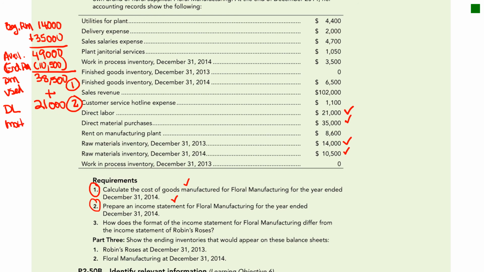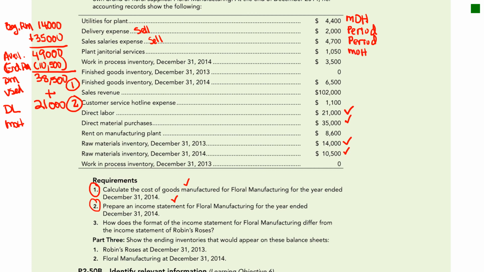Now, it's the same thing as some of the previous ones. They don't just say manufacturing overhead. You're going to have to go through here and identify these. So I'm going to do that right now. So let's start up at the top. Utilities for the plant. That's going to be manufacturing overhead because that's in the factory. Delivery expense, that's a selling expense. So remember, that's going to be a period cost, so we don't need that just yet. Sales salaries expense, again, that's a selling cost. So that'll be a period cost. Again, we don't need that yet. Plant janitorial services, you see the word plant, that's the same as factory. That's going to be overhead, so we're going to need that one.